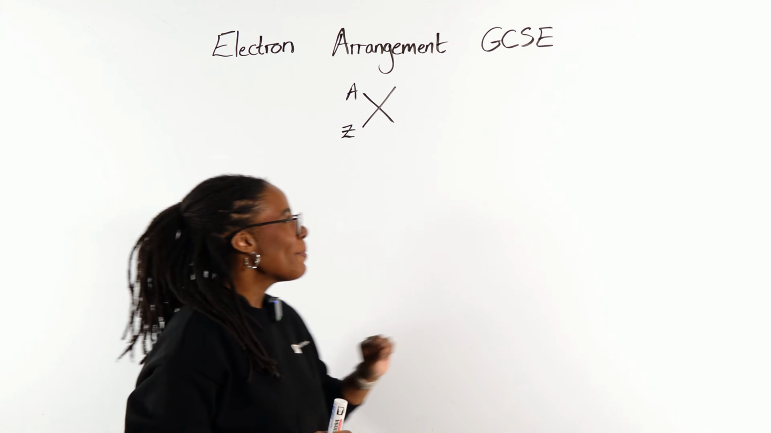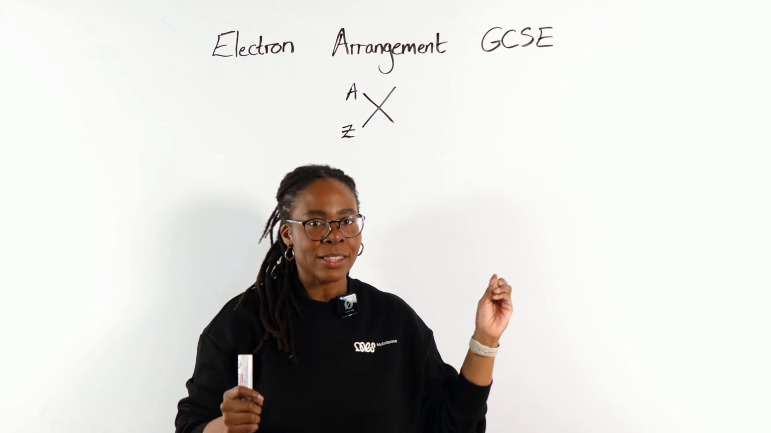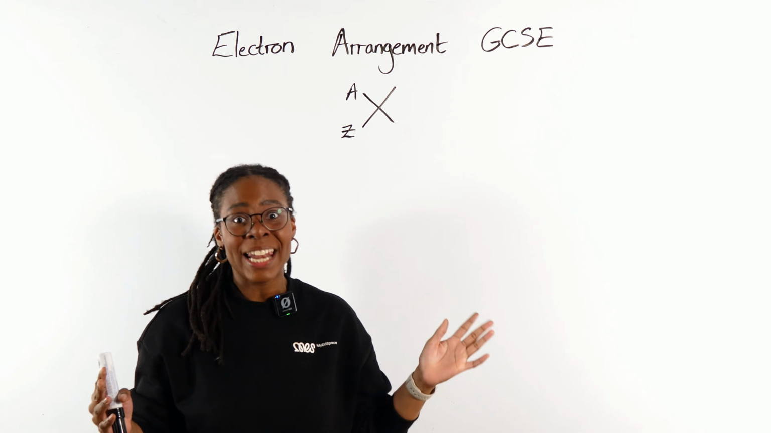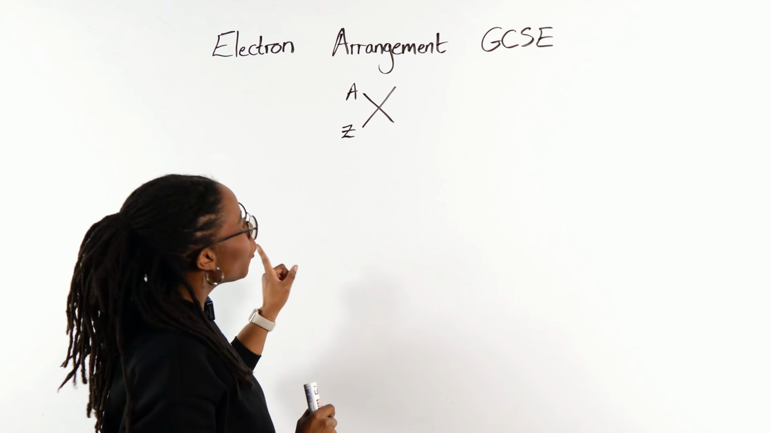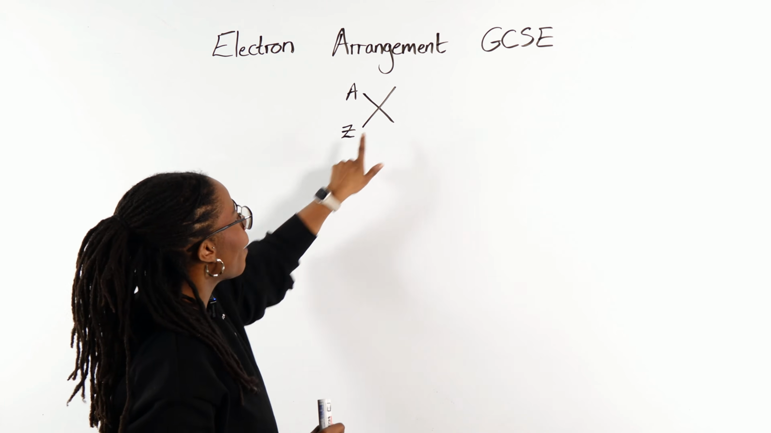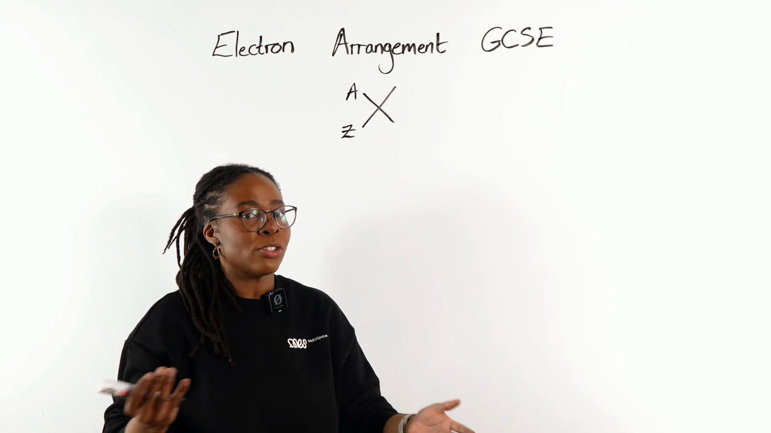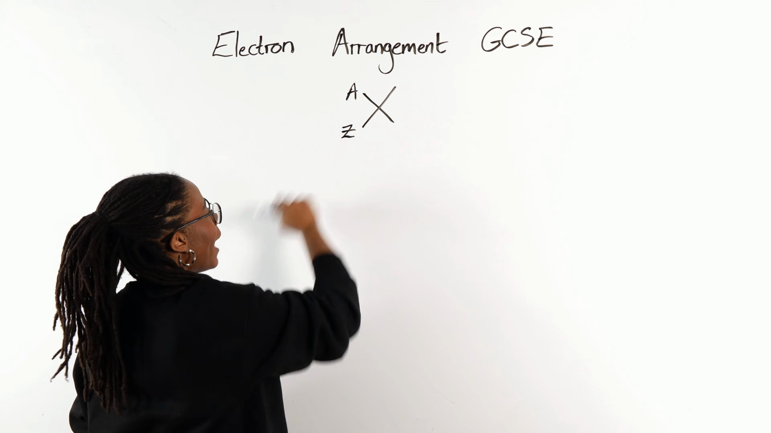So in my previous videos, we've spoken about atomic notation and the structure of an atom. Today, we're going to look at how the electrons are arranged in the shells around the nucleus. Before we get there, though, let's do a quick recap on atomic notation and what it tells us about the number of electrons.